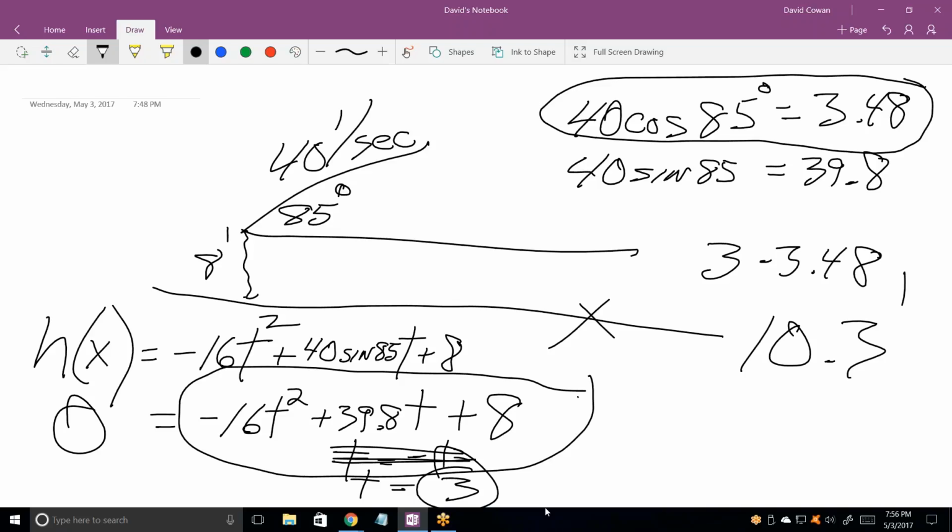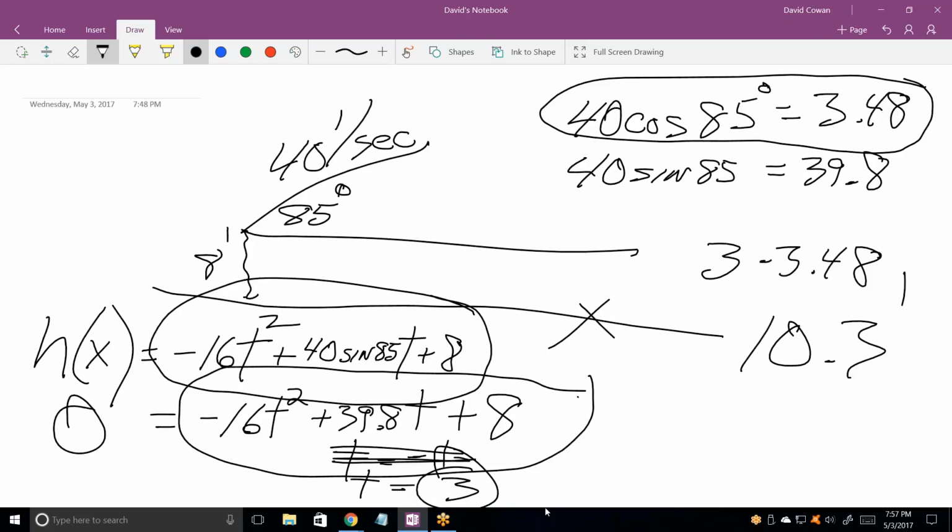So now I can model. What else did it ask? Did it ask how high up the thing ever gets? Yeah, the maximum height. Okay. The maximum height comes at the vertex of that quadratic. So solve for t, for the vertex, and plug in half. Half of the sine for t.